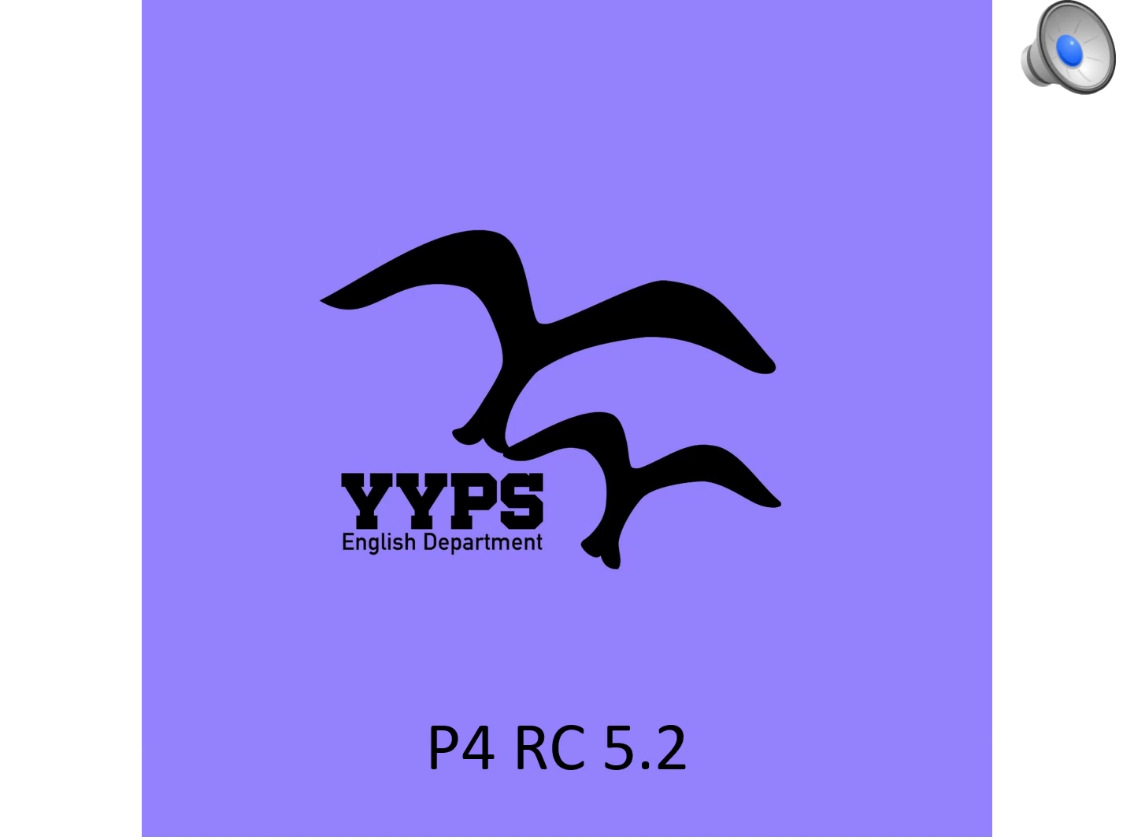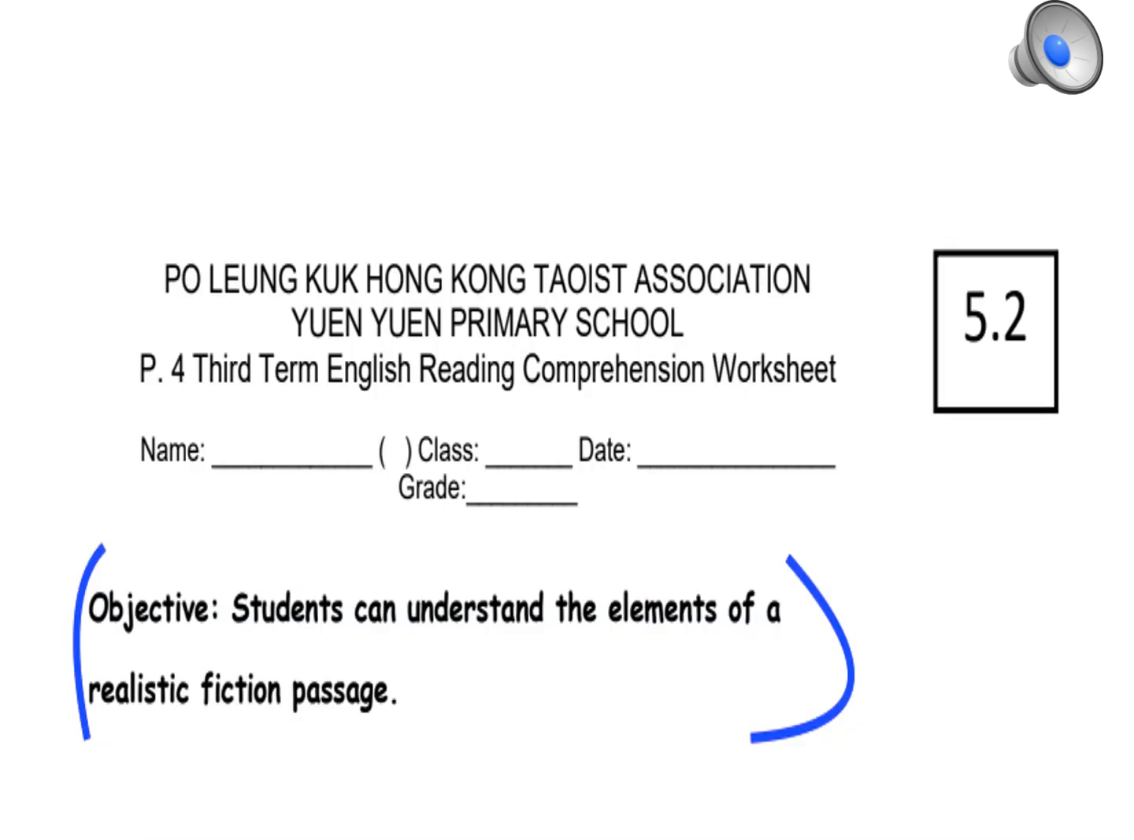Here to talk about 5.2 for RC, which is understanding the elements of a realistic fiction passage. So the objective of this part of the unit is students can understand the elements of a realistic fiction passage. So to understand this, let's go over the guide table that we have in the beginning of the RC.